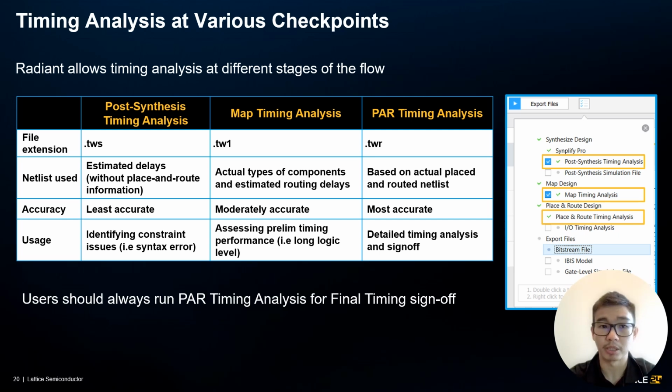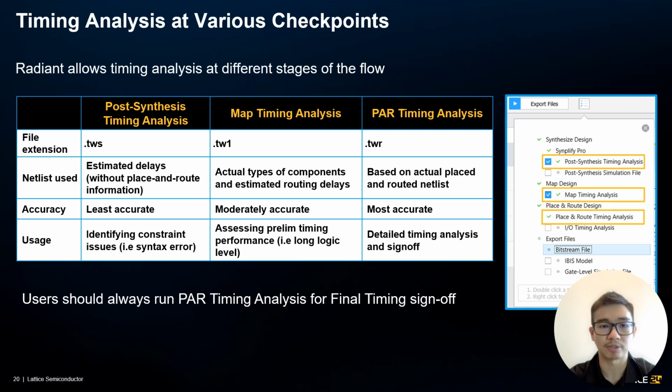These can be optionally enabled on the Radiant software task detailed view window as shown on the right. In post-synthesis timing analysis, the output file extension is .tws. And here, since it has no information of place and route, the delays are estimated and less accurate. It is typically used to identify constraint issues such as syntax errors without requiring the tool to run through a full compilation.